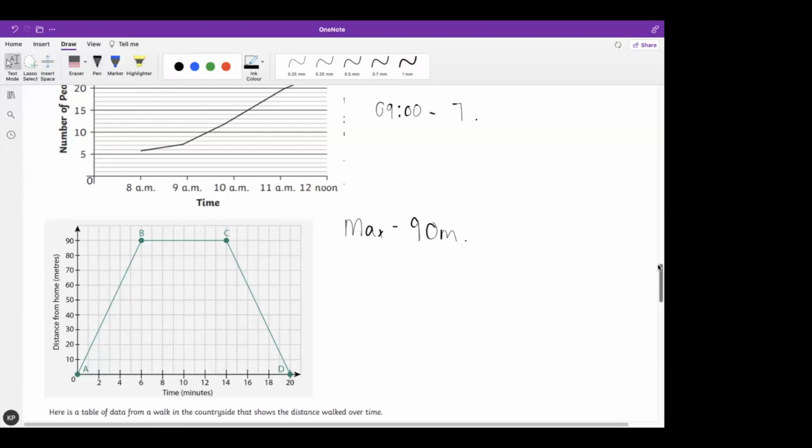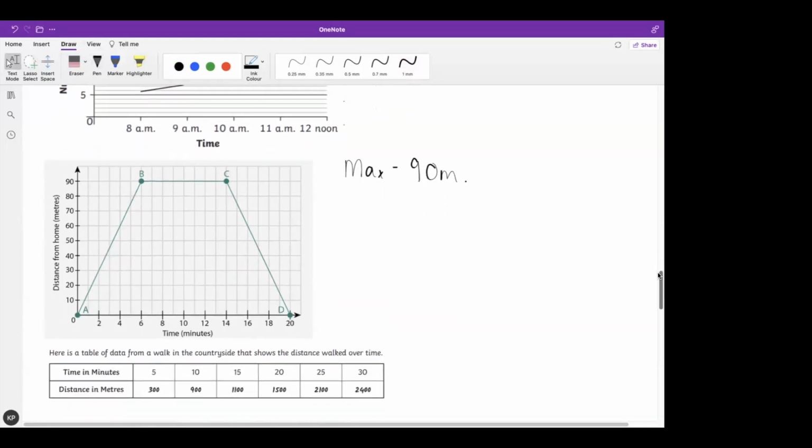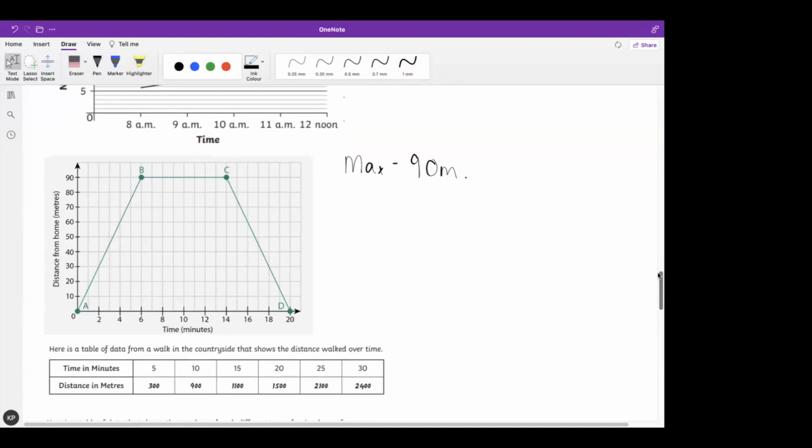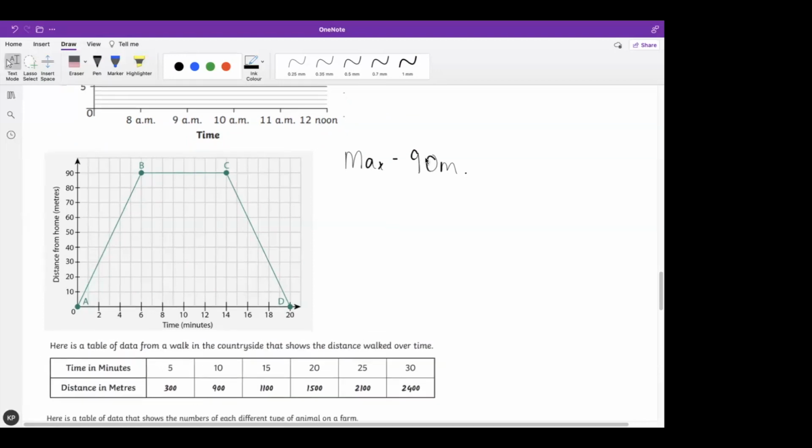Now we're going back to tables because I enjoy shaking your lives and making it interesting. This is a table of data from a walk that shows the distance walked over time. First, I'm going to ask you guys, is this continuous or discrete data? It is a table that shows you the distance walked over time. Is the table continuous or discrete data?